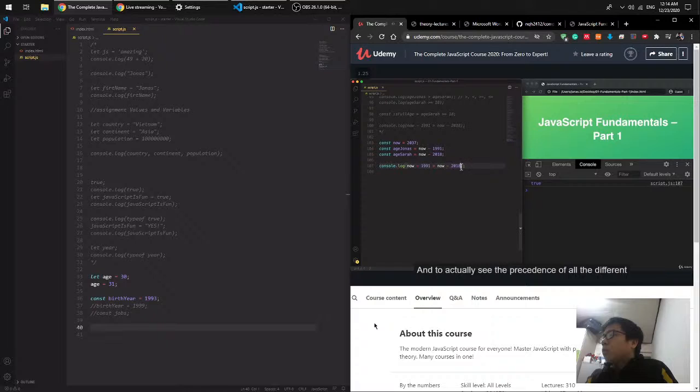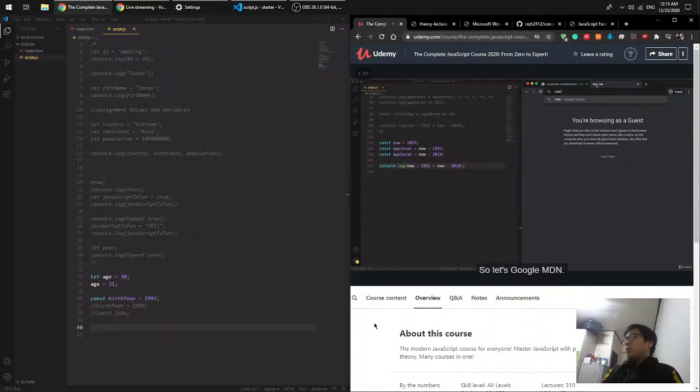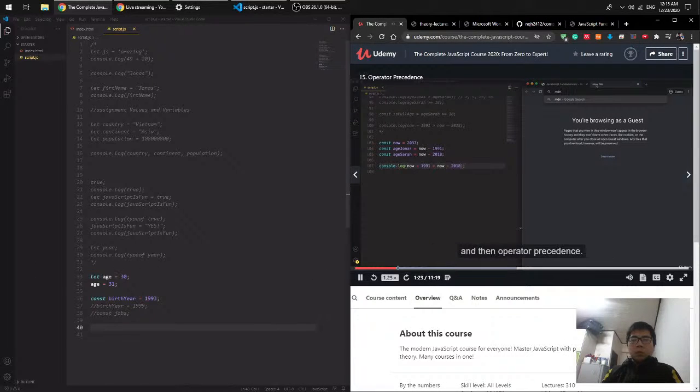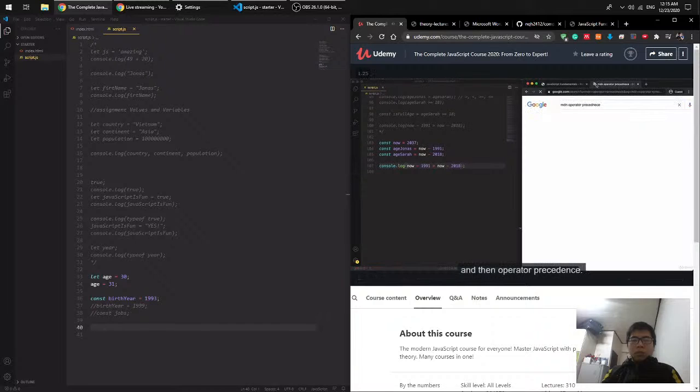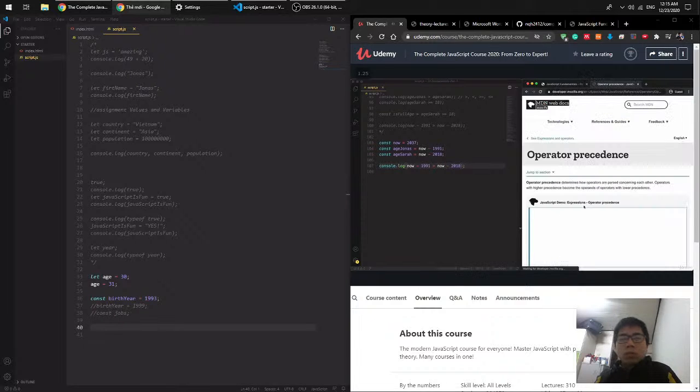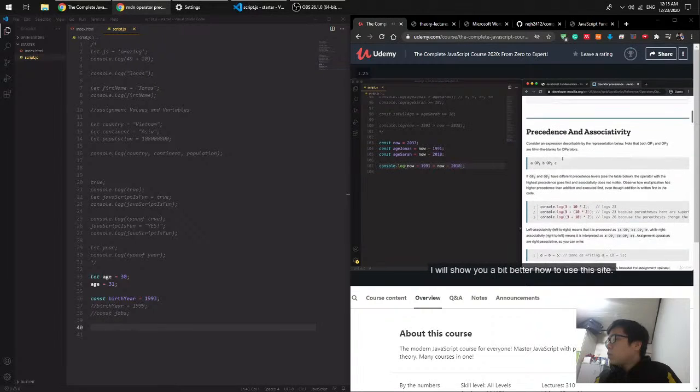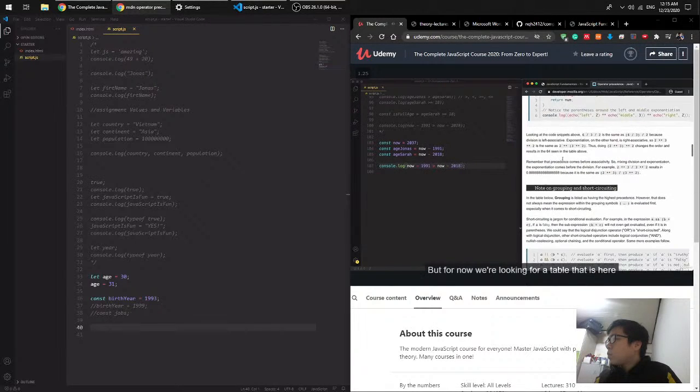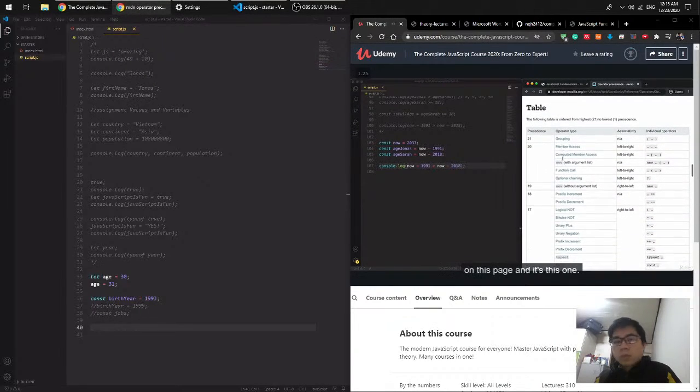And to actually see the precedence of all the different operators, let's check out a very handy precedence table. So let's Google MDN, which stands for Mozilla Developer Network, and then operator precedence. And so the one you're looking for is this one, so the one that starts with developer.mozilla.org. So MDN is a very well-known and widely used documentation site, and we will actually use MDN a lot throughout the course. And in one of the future sections, I will show you a bit better how to use this site. But for now, we're looking for a table that is here on this page, and it's this one.